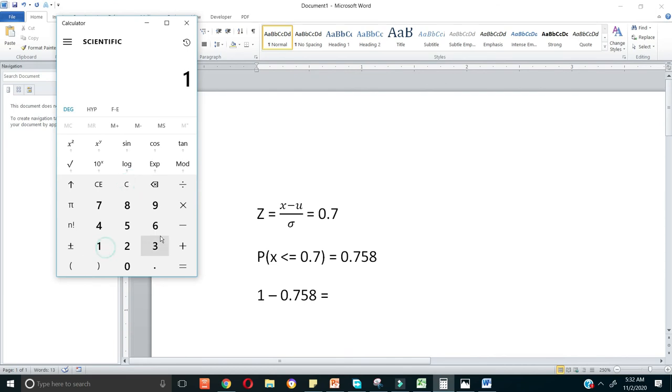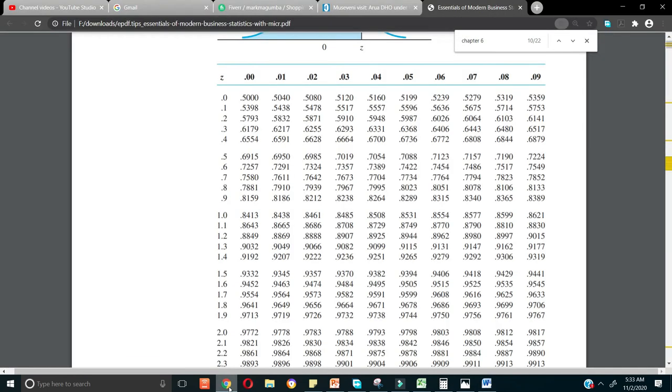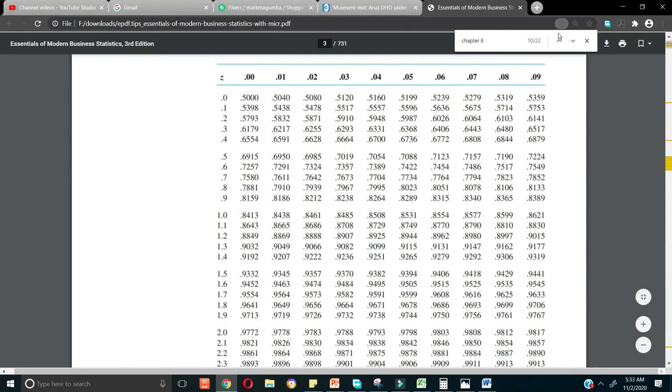So 1 minus 0.758, we said 0.758, so we get 0.242. This should be the probability that a tire is going to last more than 40,000 miles.